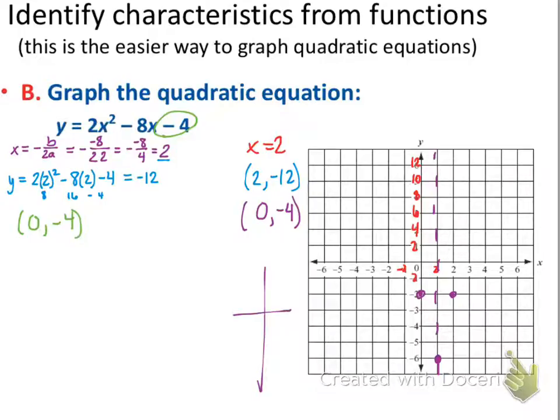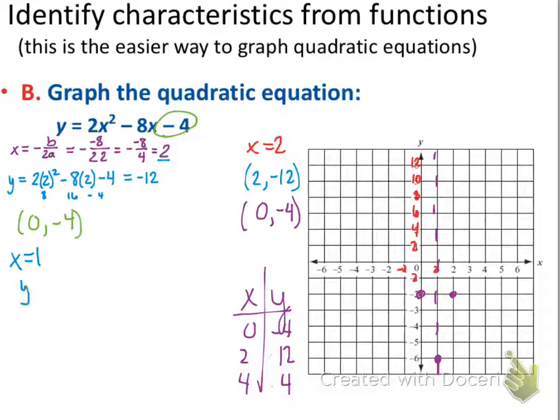So what x values have we found so far? We've found 0, negative 4. We've found 2, negative 12. And we have found 4, negative 4. Okay, so it would be very easy for us to use the x value of 1. Anytime you can use one of those small numbers for x, I recommend it. So let's plug that in.